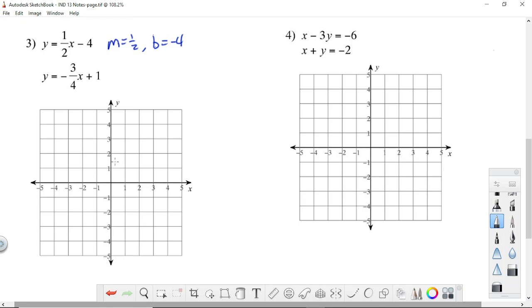Okay, so let's just go ahead and draw that line. We go to the y-intercept. And now the slope is rise over run, 1/2. So a rise of 1, a run of 2 gets us to there, right? There we are. We draw the line, and that's one of our lines.